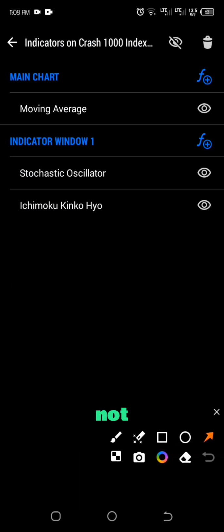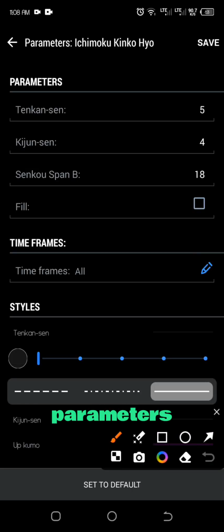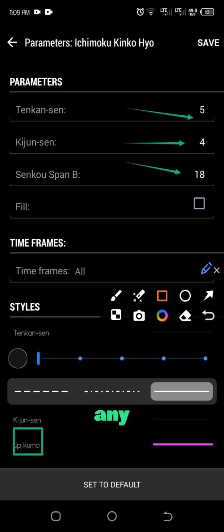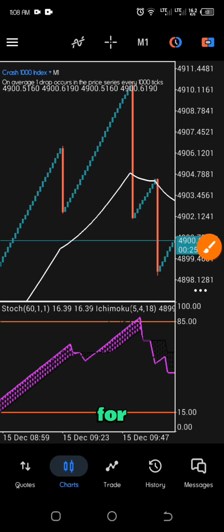Now for the last but not the least indicator, which is going to be the Ichimoku. And now we add this again. We click on this indicator window one F plus, we search for Ichimoku, and these are the parameters. Now the location is 5, the kitchen is 4, the span is 18. Now for the style, we only need the Okumu. Okay, so that is what we need, and use any style of your choice, then click on save. So that is all the settings we need for this strategy.